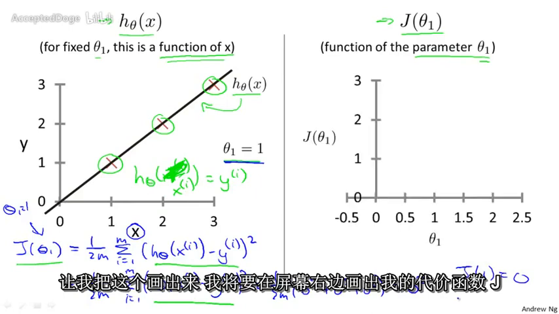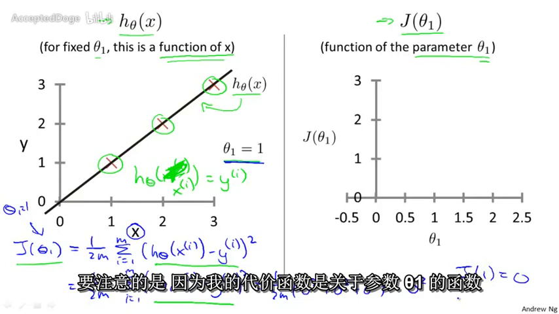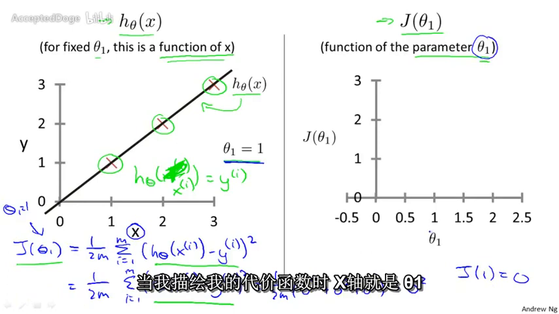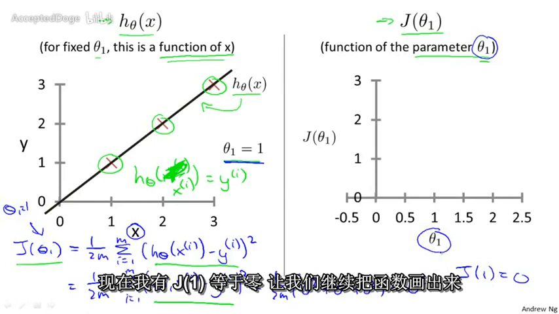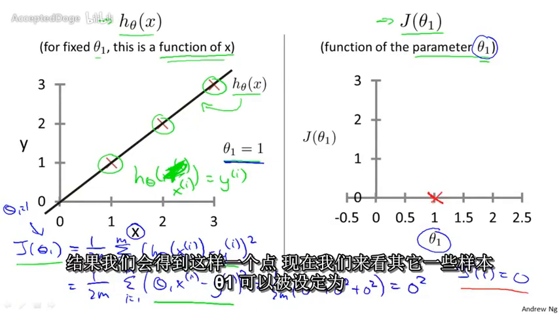Let's plot that. What I'm going to do on the right is plot my cost function j. And notice, because my cost function is a function of my parameter theta 1, when I plot my cost function, the horizontal axis is now labeled with theta 1. So I have j of 1 is equal to 0. So let's go ahead and plot that. We're going to end up with an x over there.